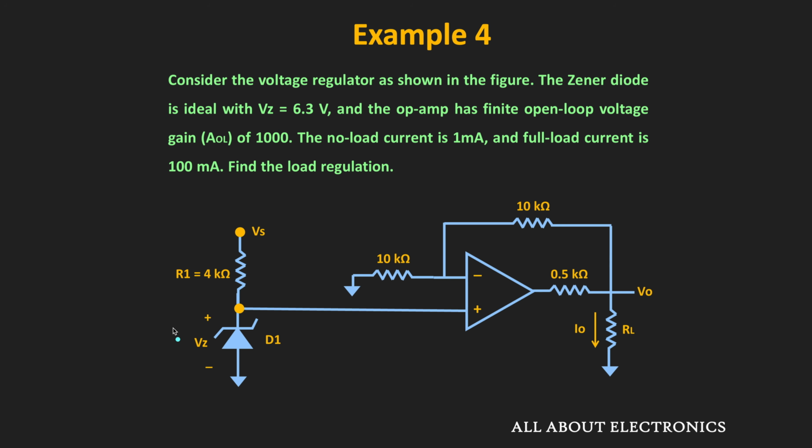So similarly, now let us see the last example. So in this example also, we have been given the voltage regulator, but here the Zener diode is the ideal diode. But in this circuit, the op-amp is not ideal, and here we have been given that the open loop voltage gain of the op-amp is equal to 1000. So in the question we have been given that the no load current for the given circuit is equal to 1 milliampere, while the full load current is equal to 100 milliampere. So here for the given circuit, we have been asked to find the load regulation. So let us find that.